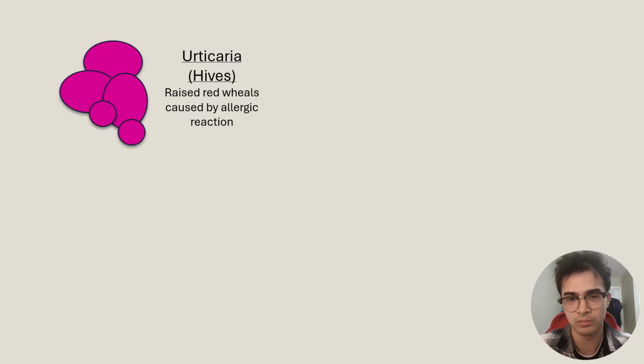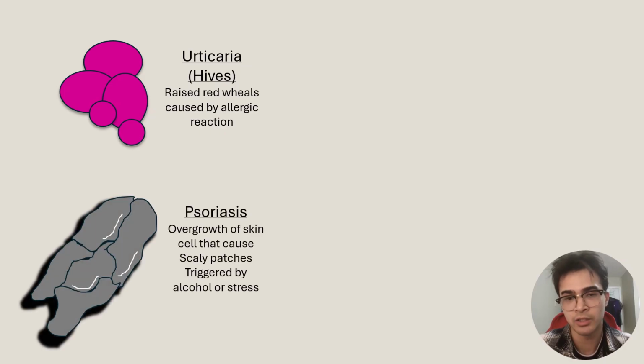Our next condition is called urticaria, which are also known as hives. Hives are large raised circles in your skin, and they're often caused by an allergen. Once the allergen is removed, the hives follow suit. Our next condition is psoriasis, and these are giant, scaly, dark plaques, often triggered by alcohol or stress.